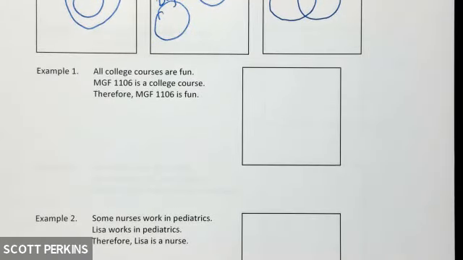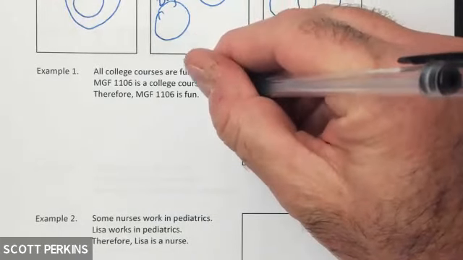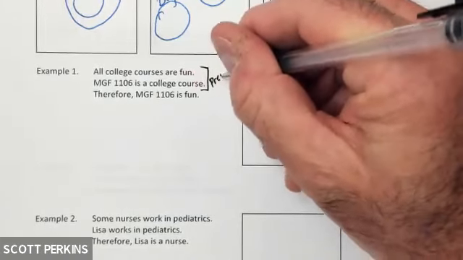Okay, so example 1 says all college courses are fun. It then says MGF 1106 is a college course. And so then therefore, do I have to come to this conclusion? Is this a valid conclusion? MGF 1106 is fun. So once again, just like last time, the two statements above the therefore, these are the premises.